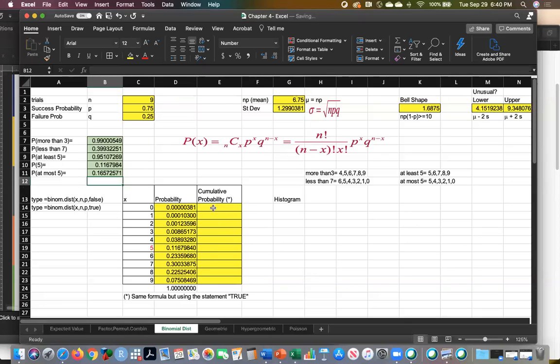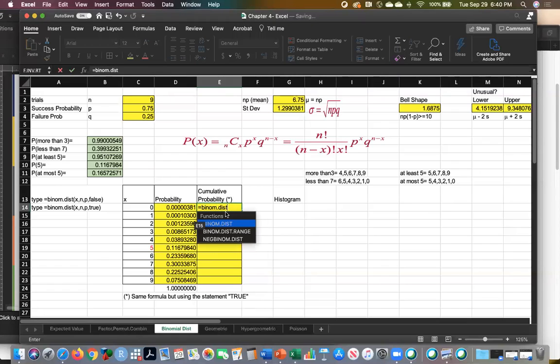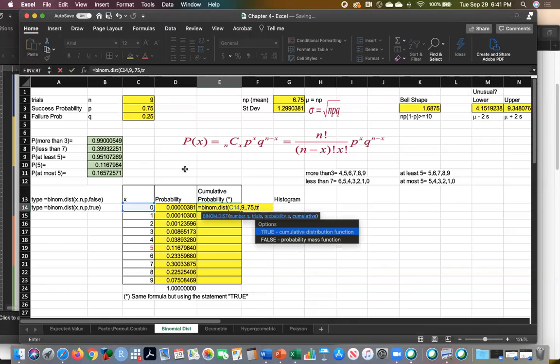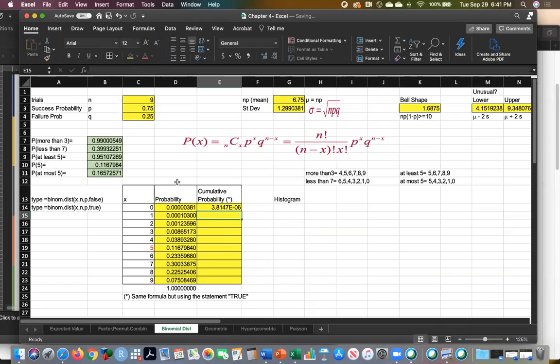So this cumulative is basically going to be adding all these numbers, right? So if you want to know, for example, I'm going to use the second formula that has, instead of false, the true. So I'm going to find the binom. This is my number, the trials are going to be 9. I'm going to type the numbers. I think the probability is 0.75, and this is going to be true, right? So as you can see, this number and this number are exactly the same, right?